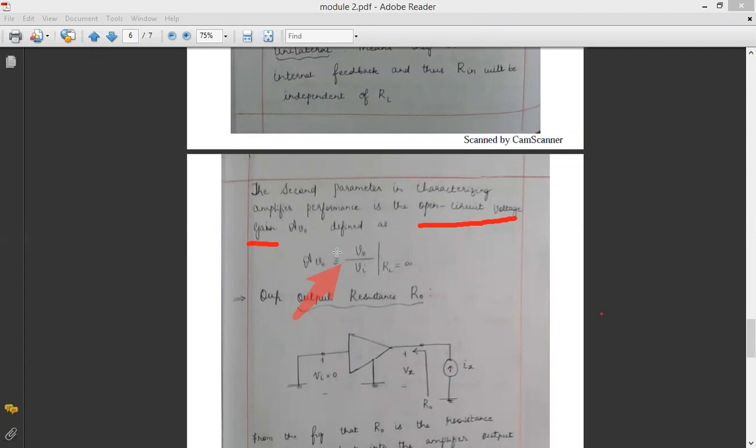Okay. Open circuit. Why do we call it open circuit? When we don't consider RL, or when RL is equal to infinite, or when RL is a very high value. That is why we call it open circuit voltage gain.